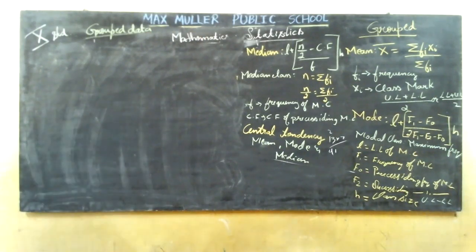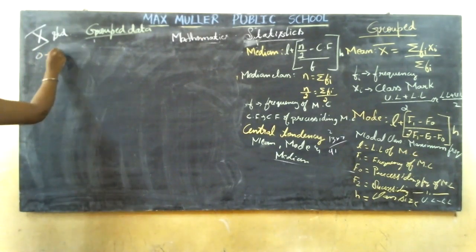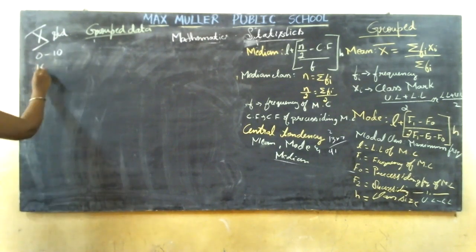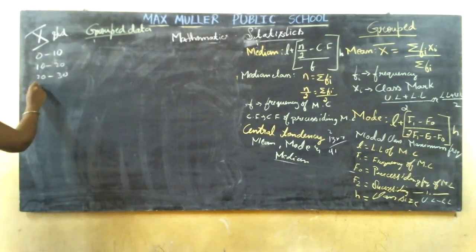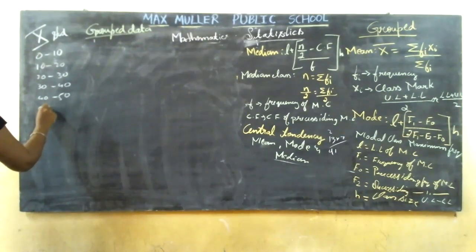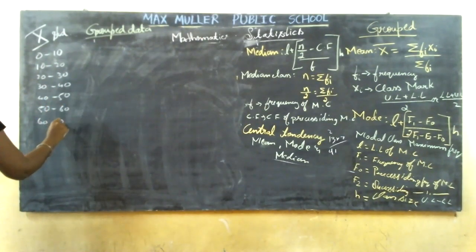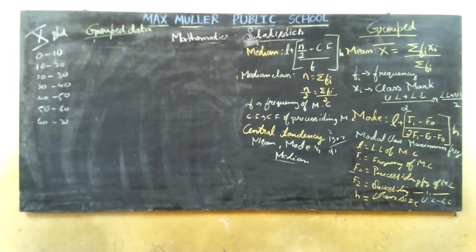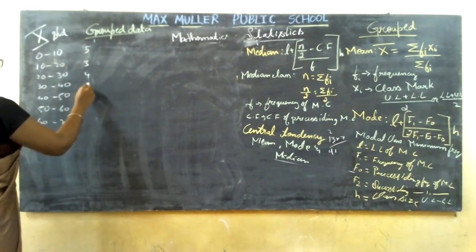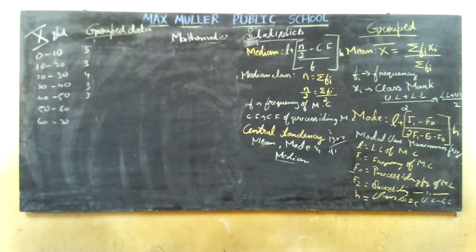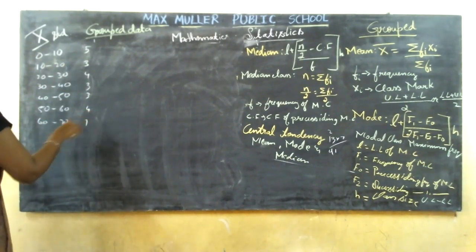Now let me take one example for less than, that is more than. Okay, more than. So let the cumulative frequency be 0 to 10. That is the class interval. 10 to 20, 20 to 30, 30 to 40, 40 to 50, 50 to 60, 60 to 70. This much is enough. Then the numbers are 5, 3, 4, 3, 3, 4, 7. So this is the number.